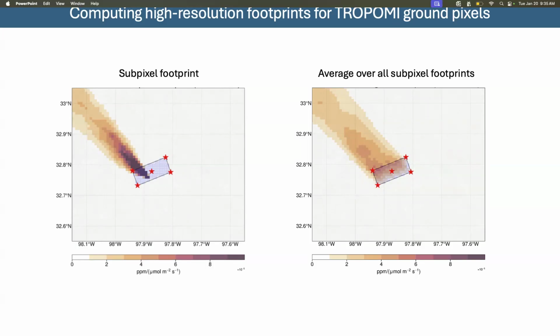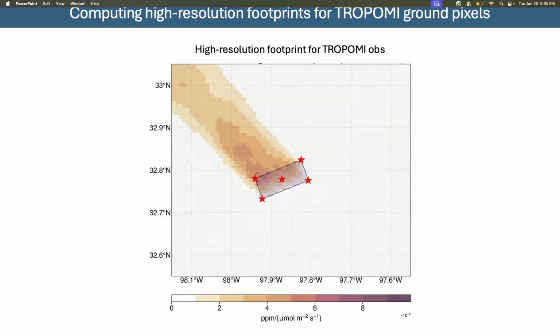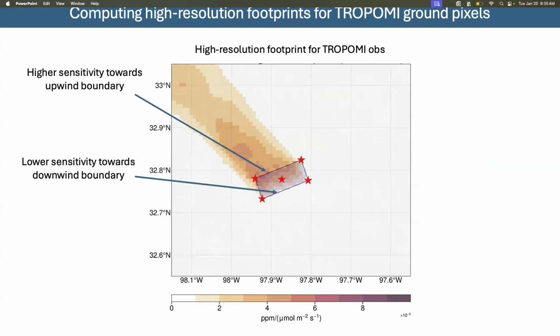This approach is very interesting because if we zoom in on this kilometer scale footprint for the whole TROPOMI ground pixel, we see very interesting features. For example, higher sensitivity towards the upwind boundary and lower sensitivity towards the downwind boundary. So essentially there is a gradient somewhere in this TROPOMI ground pixel, and that means we are able to resolve much finer scale features, even though our TROPOMI ground pixel is much coarser, through this approach.